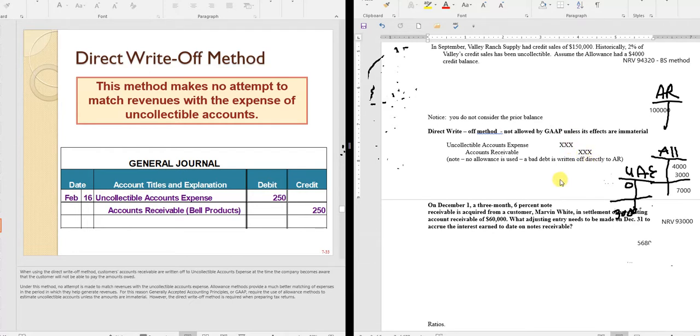So if you use this method, you just wait until an account goes bad, and so now I can debit uncollectible accounts expense, and since I waited and didn't make an estimate, I violated the matching principle, in other words, I can take it out of accounts receivable. Remember, the only reason you can violate the matching principle is if the effects are immaterial, and immaterial, remember, means too small to care about. So that concludes our discussion of bad debts.